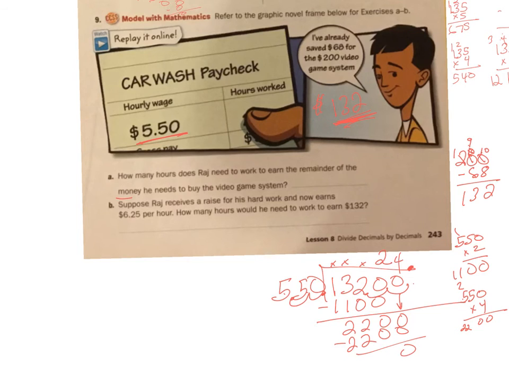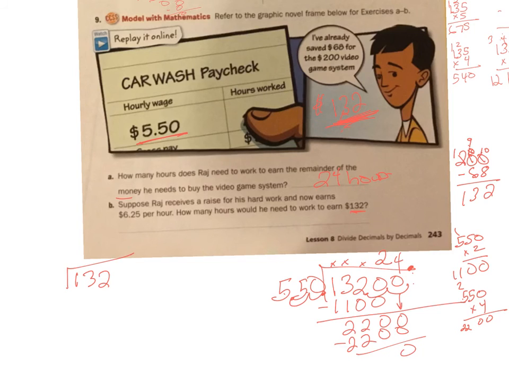No numbers left to pull down. 24 point, which is the same as 24. So if he works for 24 more hours, he will earn $132. He'll have enough to buy his system. Part B says he got a raise. Woohoo! Yay! Now, let's see how much he needs to get the $132.